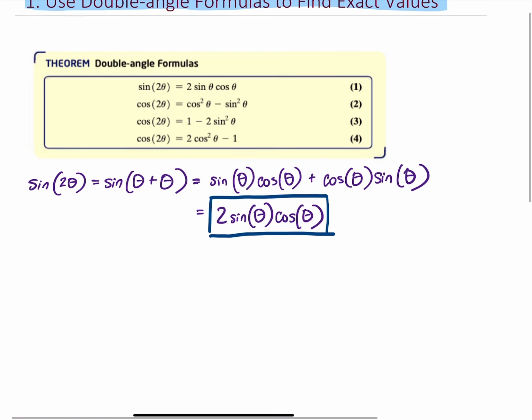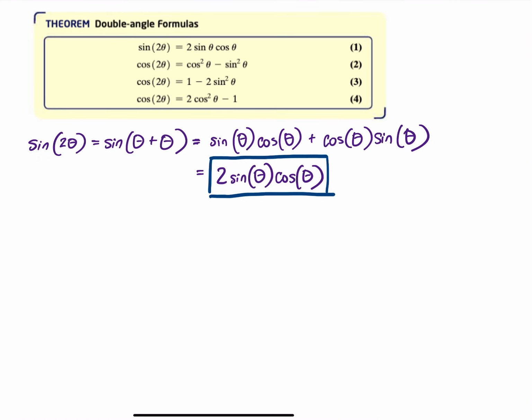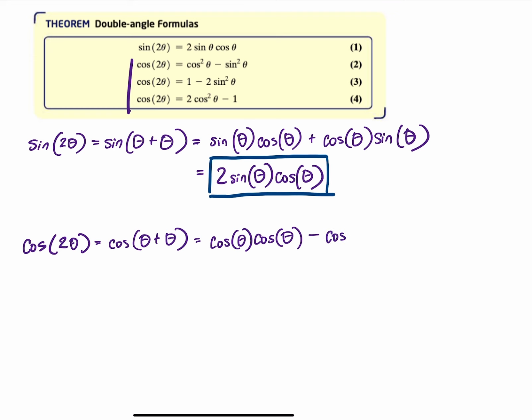Let's do the same for the cosine of 2 theta. Let's express it as angle addition. And notice cosine 2 theta has three different descriptions here. So let's see how we can get each of these. So cosine 2 theta we can express as the cosine of theta plus theta, just like we did for the sine. And angle addition for the cosine is the cosine of the first angle times cosine of the second angle minus sine of the first angle times sine of the second angle.